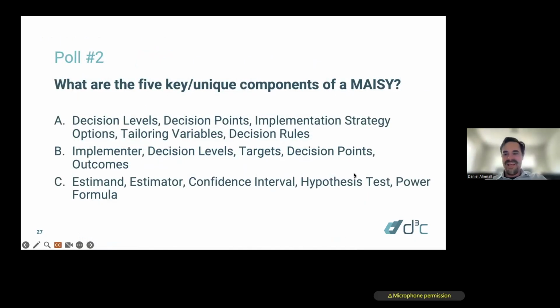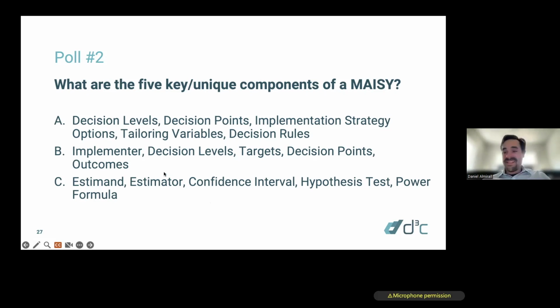If you were paying attention, are they A, decision levels, decision points, strategies, options, tailoring variables, and decision rules? Are they B, the implementer, the decision levels, the targets, the decision points, and outcomes? Or are they C, the estimate, the estimator, the hypothesis test?